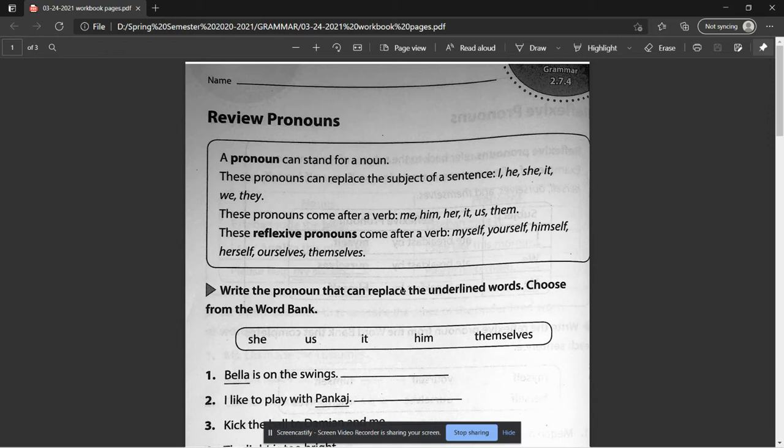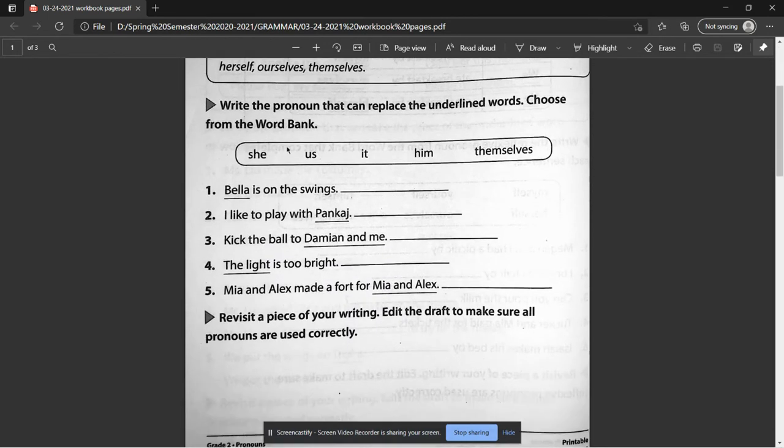Now let's see. These reflexive pronouns come after a verb: myself, yourself, himself, herself, ourselves, themselves. So we have reflexive pronouns that come after a verb, and we also have object pronouns that come after the verb. Now let's see. Write the pronoun that can replace the underlined words. Choose from the word bank. We have 5 pronouns: she, us, it, him, themselves. So again, we have to write the pronoun that can replace the underlined word.